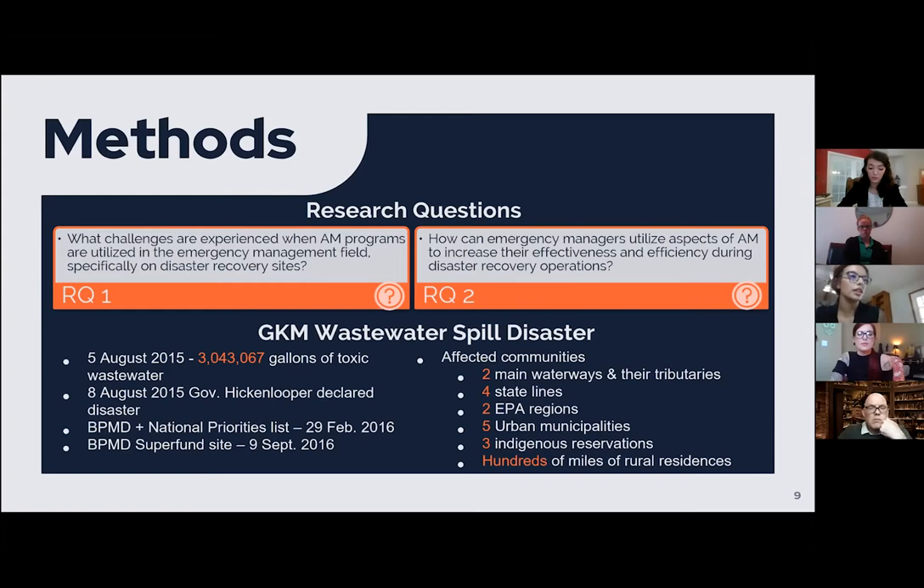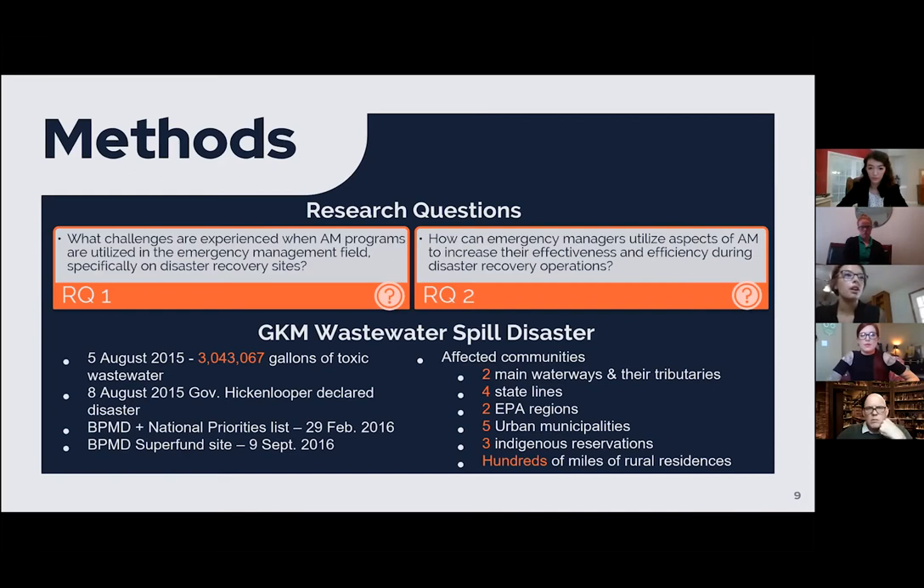And the second question, how can emergency managers utilize aspects of emergency management to increase the effectiveness and efficiency during disaster recovery operations? I chose the Gold King Mine wastewater spill disaster to be the disaster of study due to its complex nature. The event occurred on August 5th of 2015, just north of Silverton, Colorado, when an EPA worker unintentionally caused the mine's channel to fail.